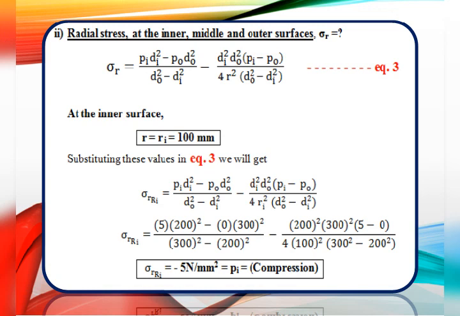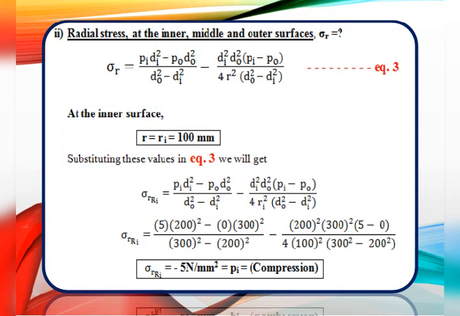Now the equation: sigma r is equal to pi di squared minus p naught d naught squared divided by d naught squared minus di squared, minus di squared d naught squared into pi minus p naught divided by 4 r squared into d naught squared minus di squared. We will call that equation number 3.